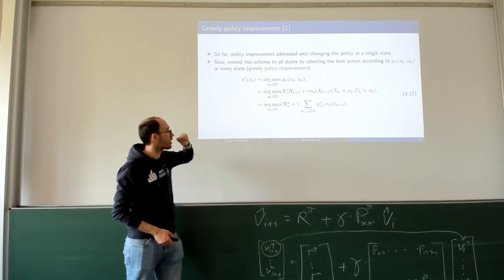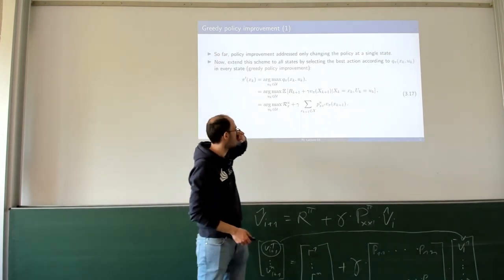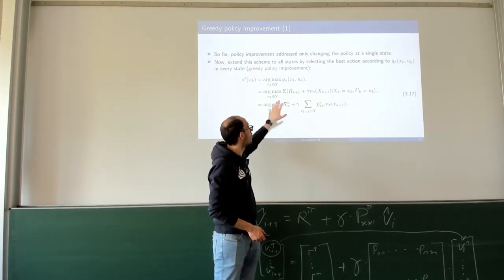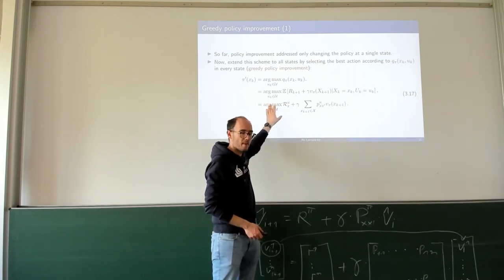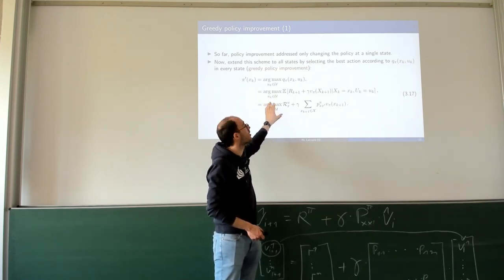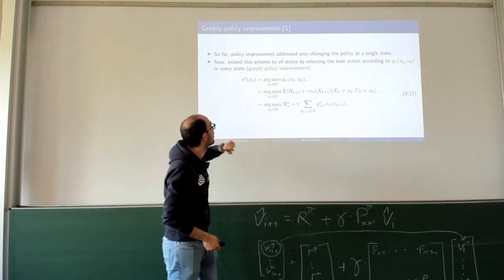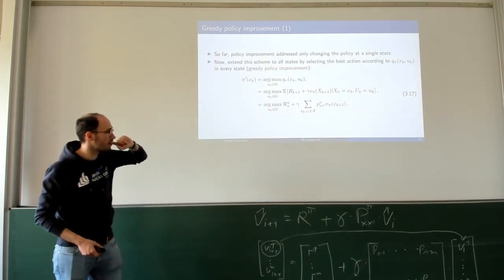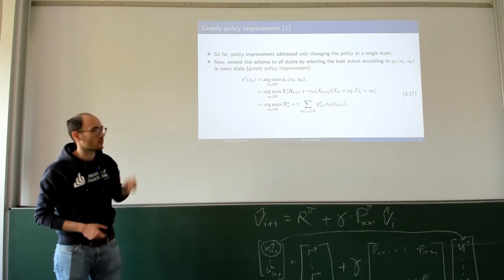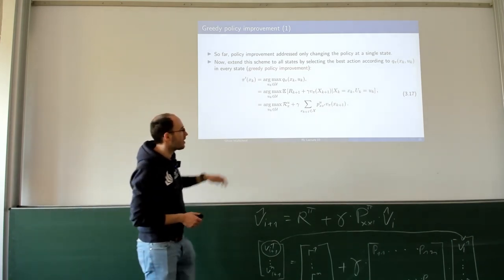Maybe I go back quickly to this slide. I hope we will see some example with the forest tree MDP in just a couple of minutes. I haven't prepared an example here for the policy improvement on its own because I wanted to discuss it first on a conceptual level.